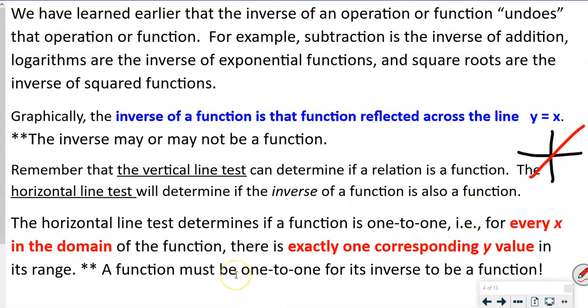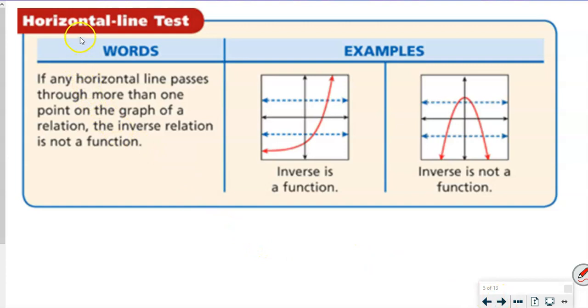The horizontal line test determines if a function is one-to-one. That means for every x in the domain of the function, there's exactly one corresponding y value. Basically, you cannot have two y values for one x value. So a function must be one-to-one for its inverse to be a function, okay? So, the horizontal line test: if any horizontal line passes through more than one point on the graph of a relation, then the inverse relation is not a function.